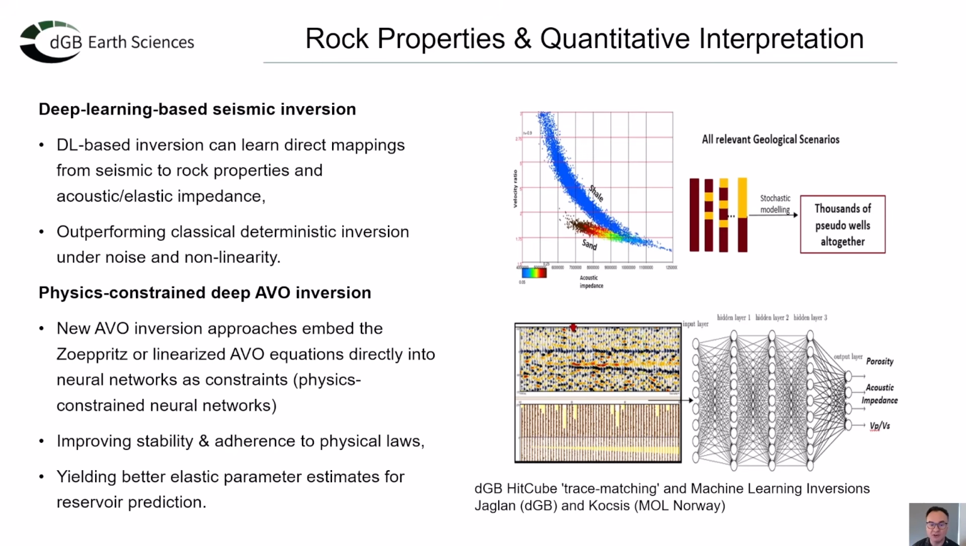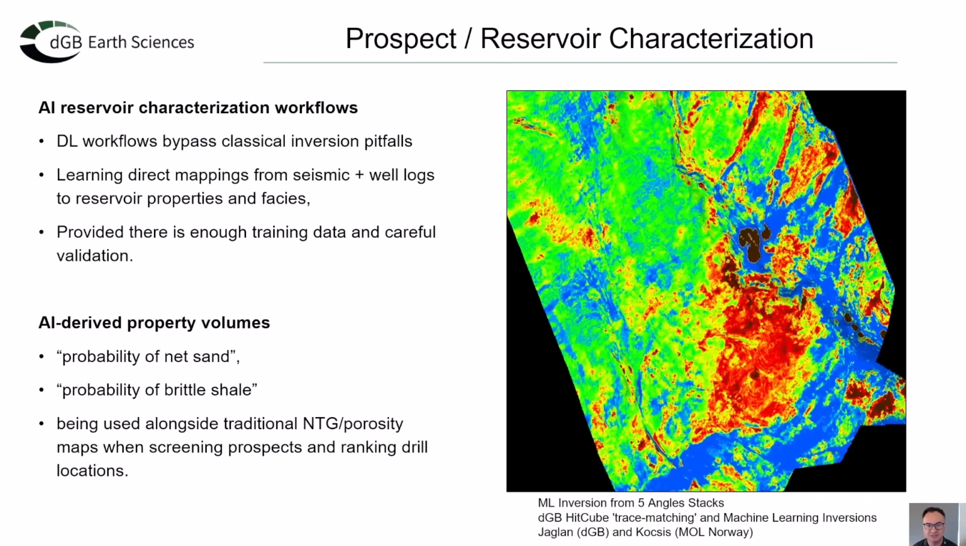And so there are new AVA inversion approaches that embed the Zoeppritz linearized AVO equations directly into the neural networks. These improve stability and adherence to physical laws, and they yield better elastic parameter estimates for reservoir prediction. Here's an example of some kinds of results for prospect reservoir characterization using just such kinds of workflows.